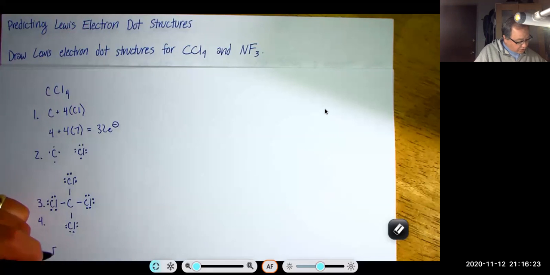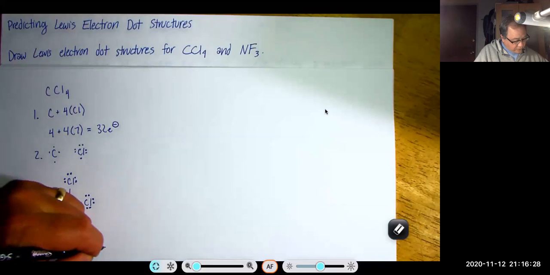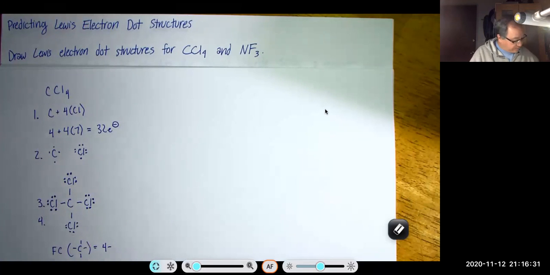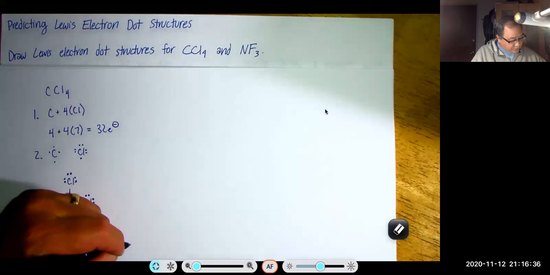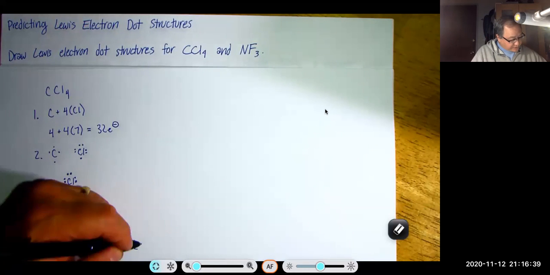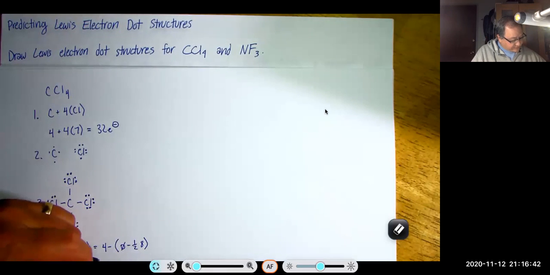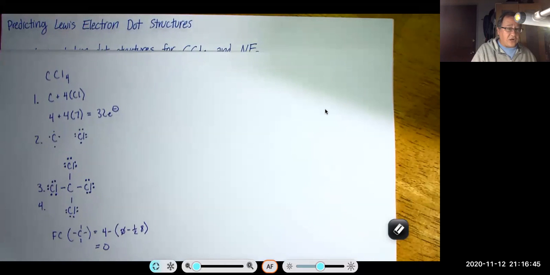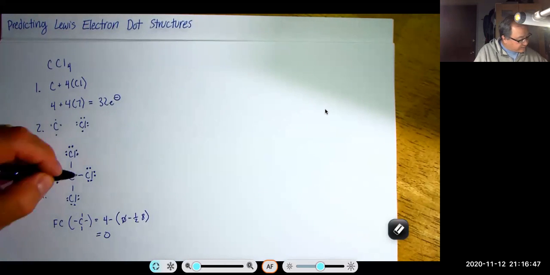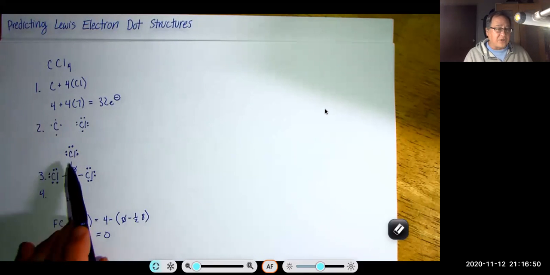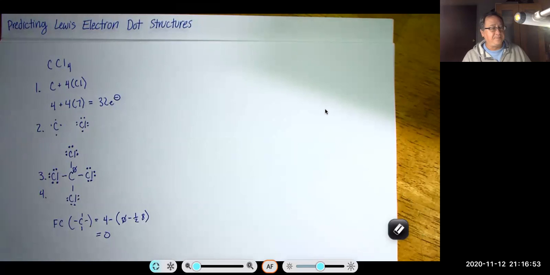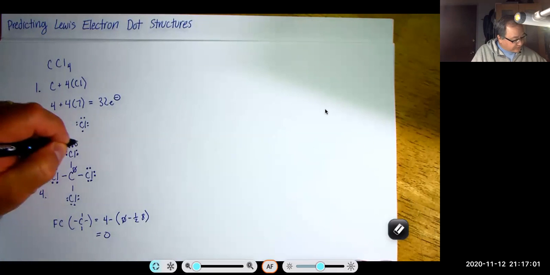So the formal charge on carbon with 4 bonds is equal to 4, the number of valence electrons on a carbon, minus the lone pair electrons, which are 0, and minus 1/2 of the bonding electrons, which is 8. So we get 0. So the formal charge on this carbon is 0. And you can see that the formal charge on each of the chlorines is going to be the same, because they all have 6 valence electrons that are lone pairs and 1 that's a bond. So these are all zeros.